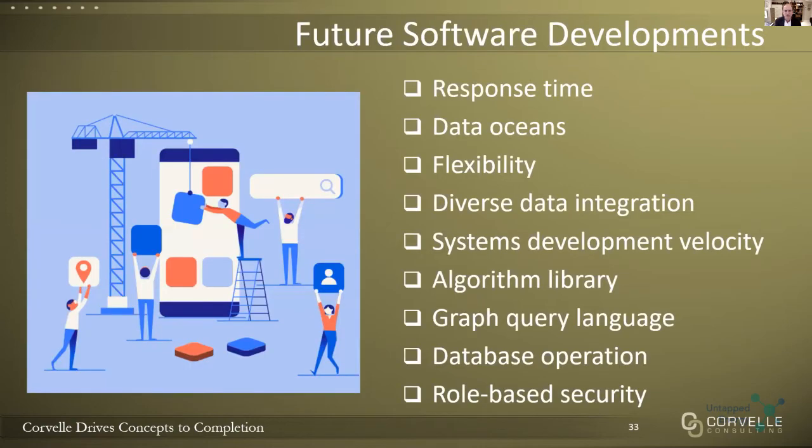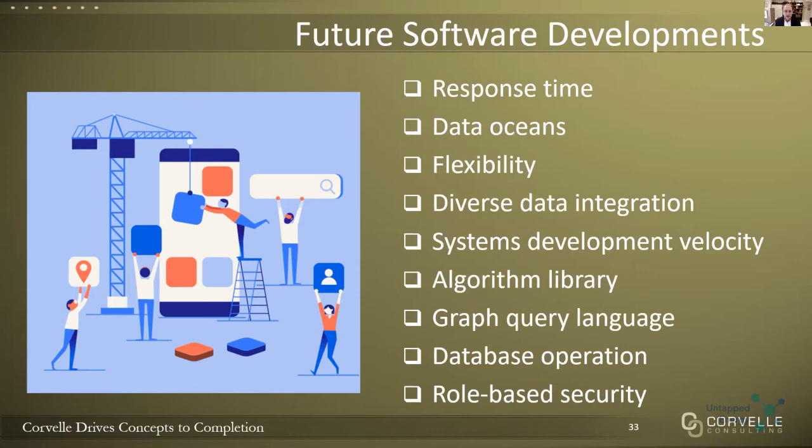Future software development. Here's what we'll see in the near term that will make these products more appealing and more widely adopted. First is response time. Graph databases will increase their response time lead over relational databases. Data ocean, this is my take on large data lakes. So graph databases will continue to increase their ability to cope with, manage, and deliver value from skyrocketing data volumes.